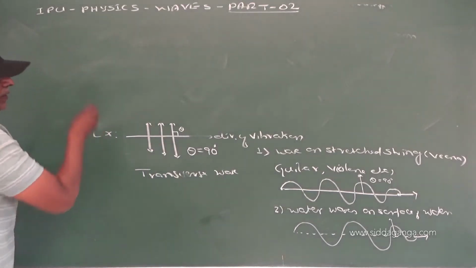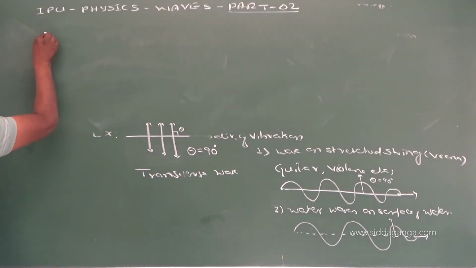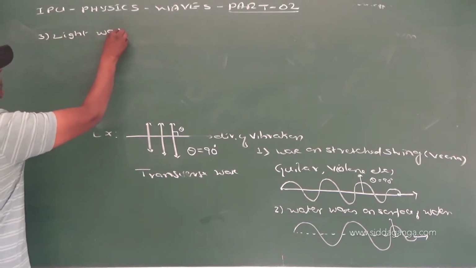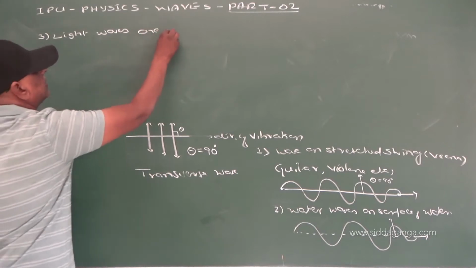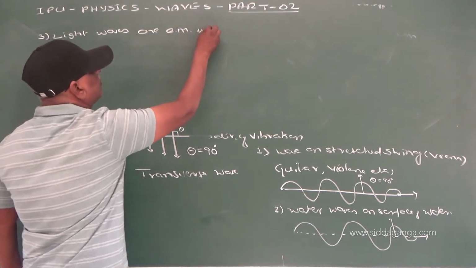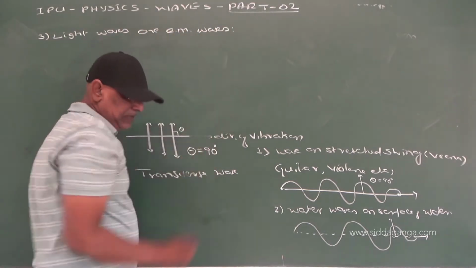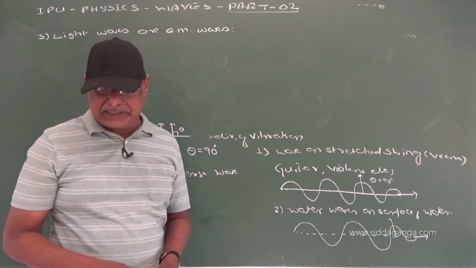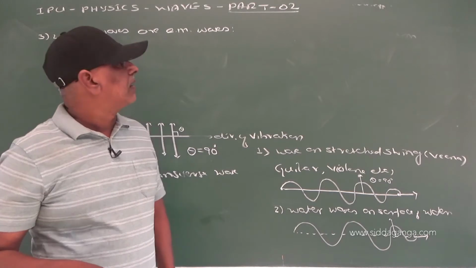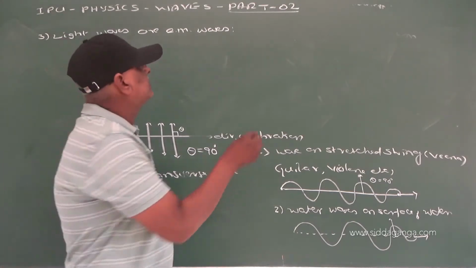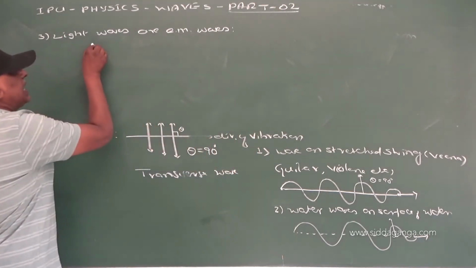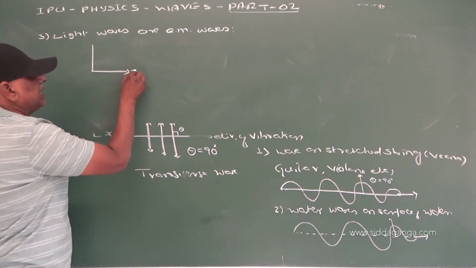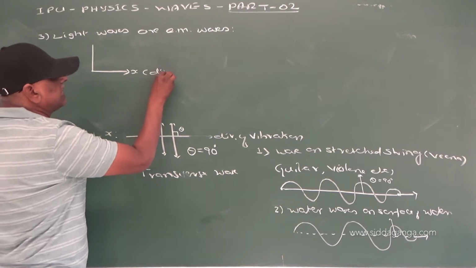Now, the third one, light or electromagnetic waves. Not only the visible light, right, gamma rays, X-rays, etc. are electromagnetic waves. When light propagates through a medium, now light is propagating along its direction.